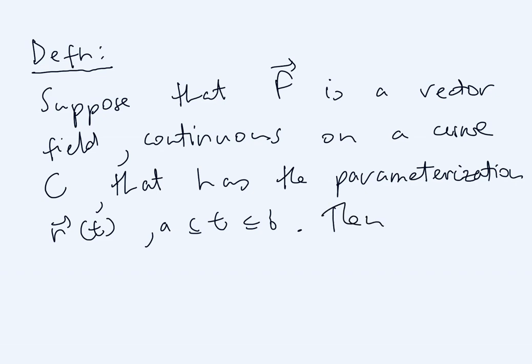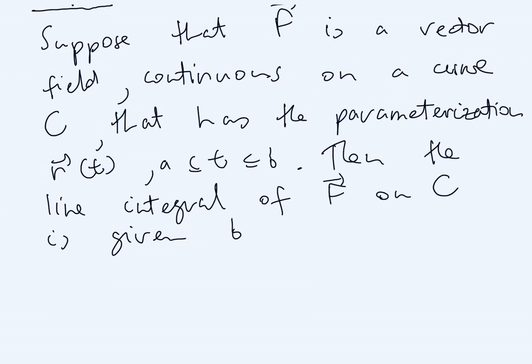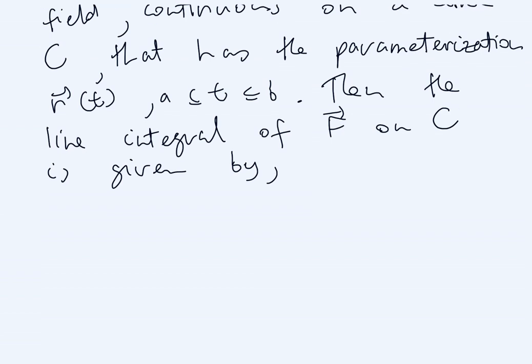In that case, we say then the line integral of F on C is given by the following. So now we're defining the line integral of a general vector field on any curve C. The line integral of F on C is given by this integral: the integral along C of F dotted by dr. That's basically how you define the line integral of a vector field F on a curve C.